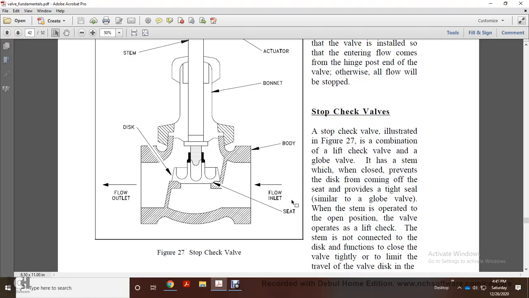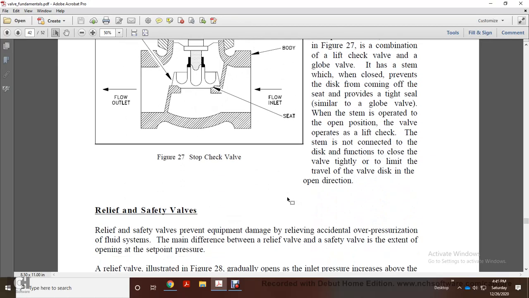When the stem is operated in opposition, the valve operates as a lift check. The stem does not connect with the disc; it functions to close the valve tightly and to limit travel of the valve disc in the opening direction.